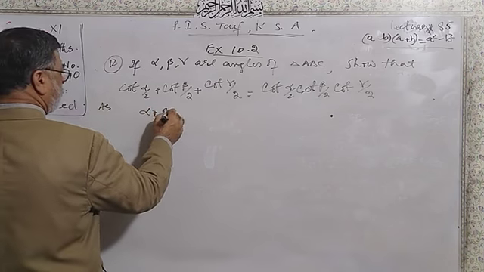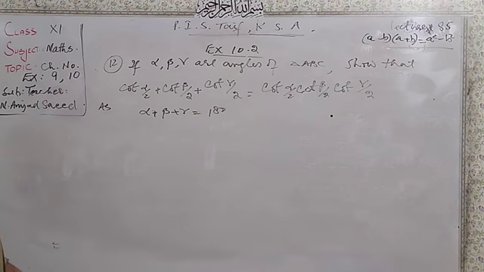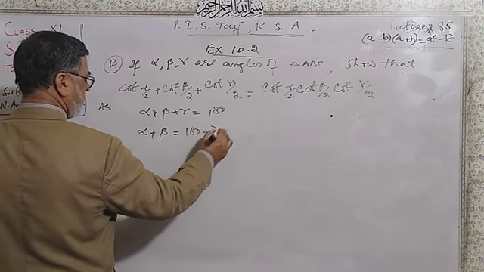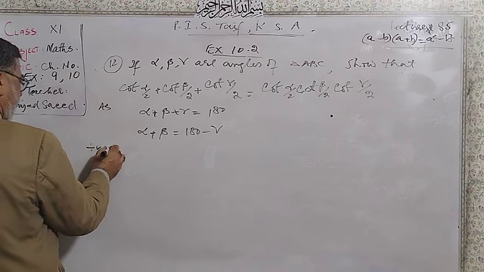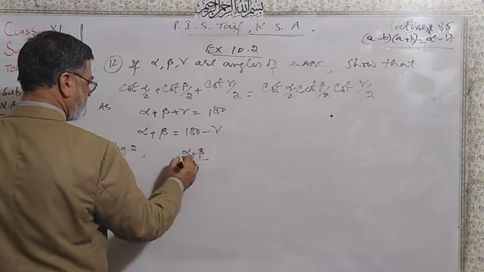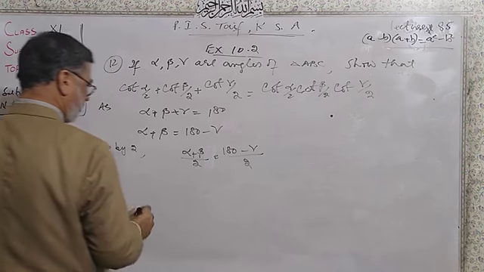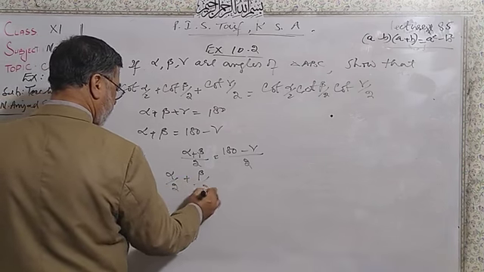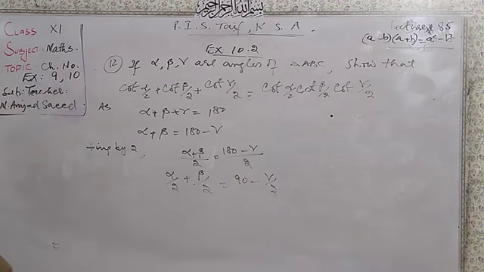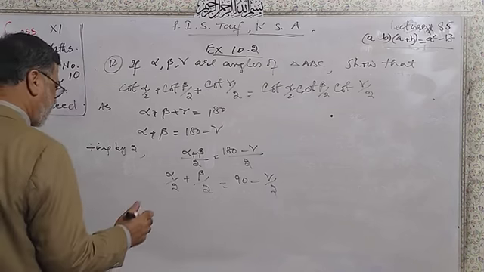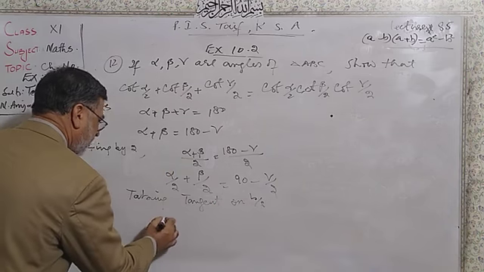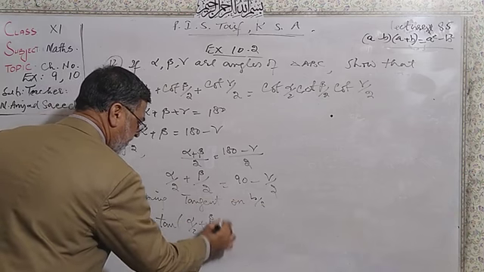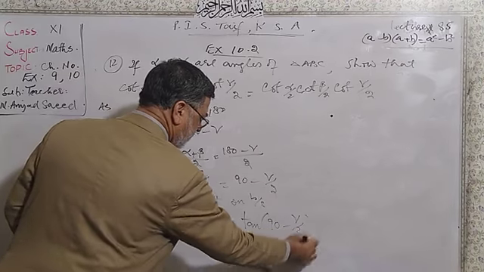As alpha plus beta plus gamma is equal to 180. Dear students, we have alpha plus beta plus gamma is equal to 180, and alpha plus beta is equal to 180 minus gamma. Dividing by 2, alpha plus beta over 2 is 180 minus gamma over 2. You can have alpha over 2 plus beta over 2 is equal to 90 minus gamma over 2. Dear students, you can take tangent on both sides. So this is tangent of alpha over 2 plus beta by 2 and tangent of 90 minus gamma by 2.